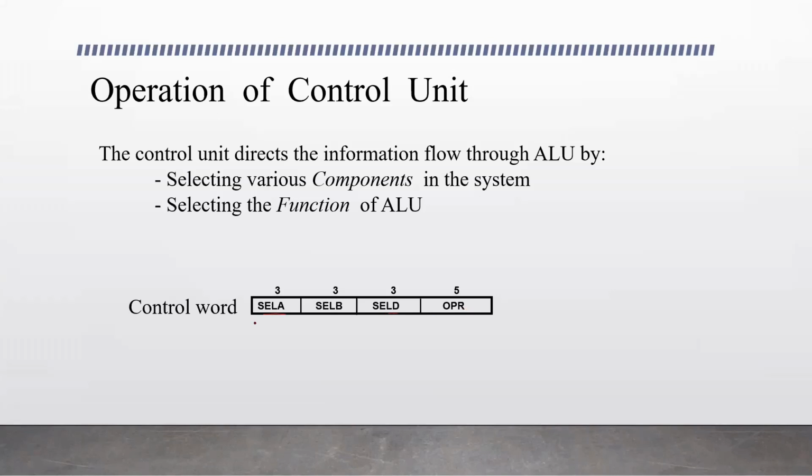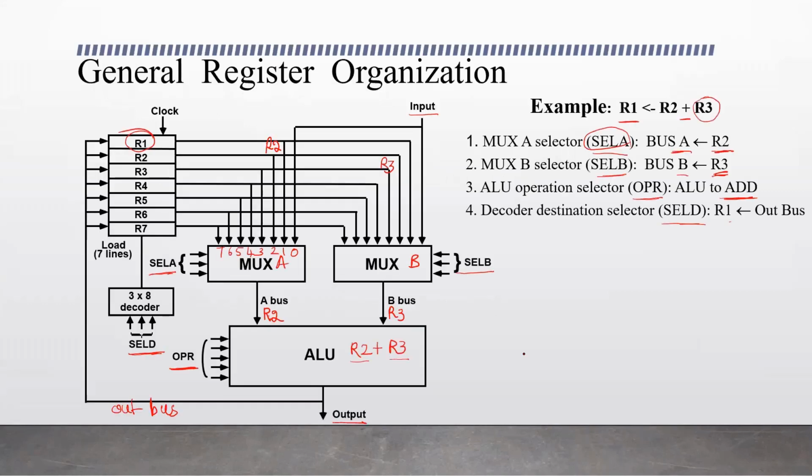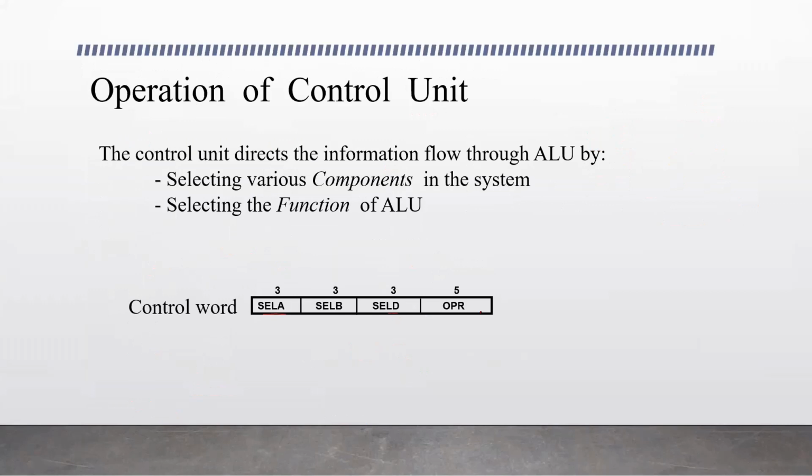This is called a control word. How many bits does it have? This control word has 5 bits of OPR, right? Here OPR is the selection line to the ALU that has 5 bits. So this control word has the least significant 5 bits, that is OPR, and then SELD, the destination selector, 3 bits, then SELB, the input register selector, and SELA, each having 3 bits. So this is a 14-bit word.